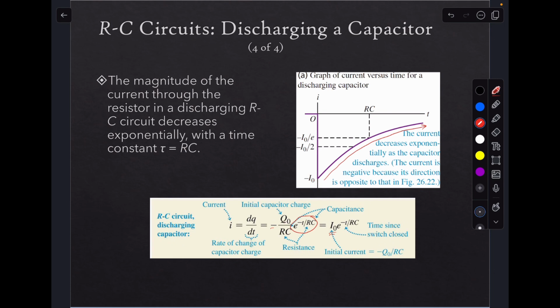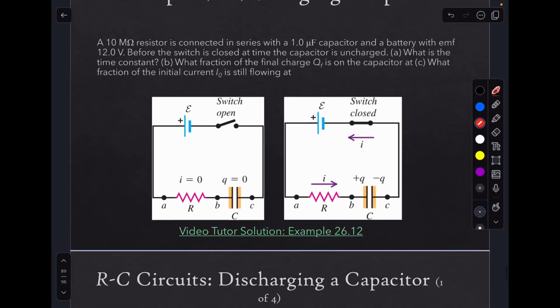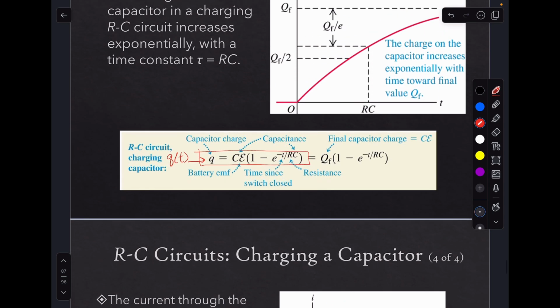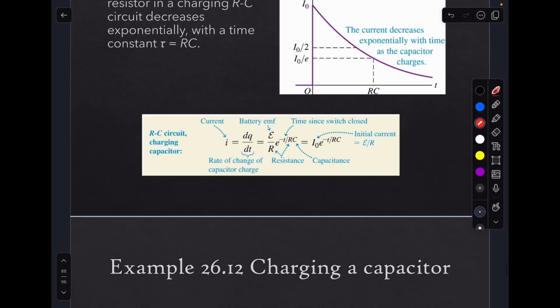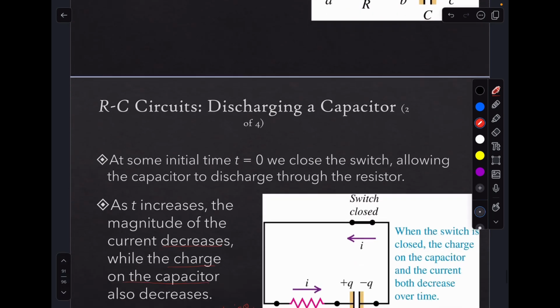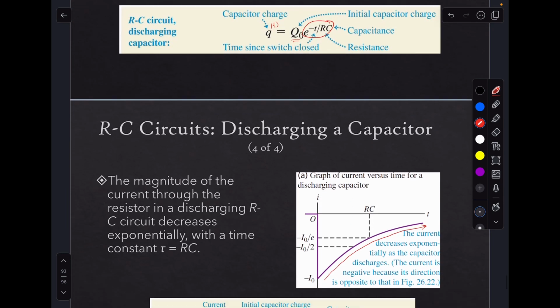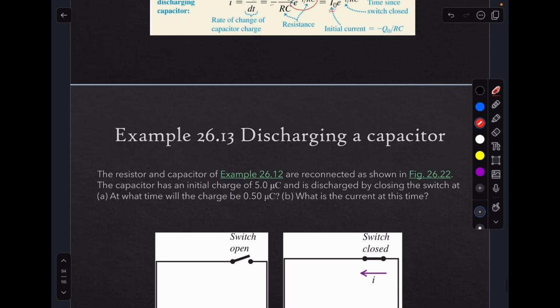So we've kind of looked at the characteristics of a charging and discharging RC circuit. In a charging RC circuit, the current decreases and the charge increases, okay? In a discharging capacitor circuit, the charge decreases and the current decreases, okay? So let's do some examples and apply these equations.